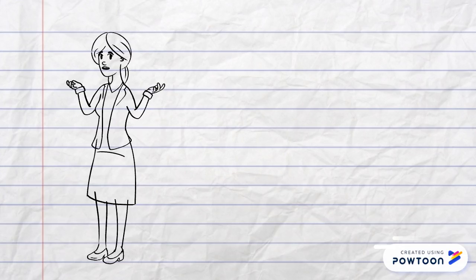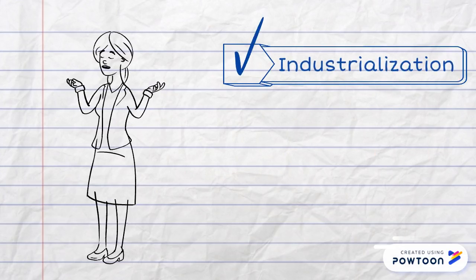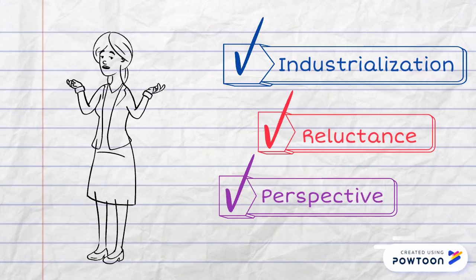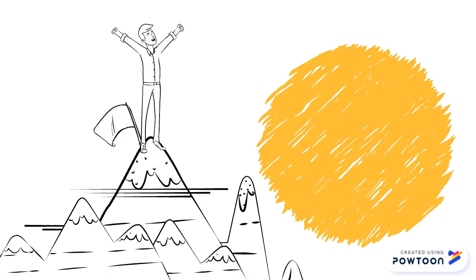So let's recap for a second. We have industrialization, a reluctance from citizens to fund public programs, and a change in the way people viewed social problems. So how did they ever get over these hurdles?